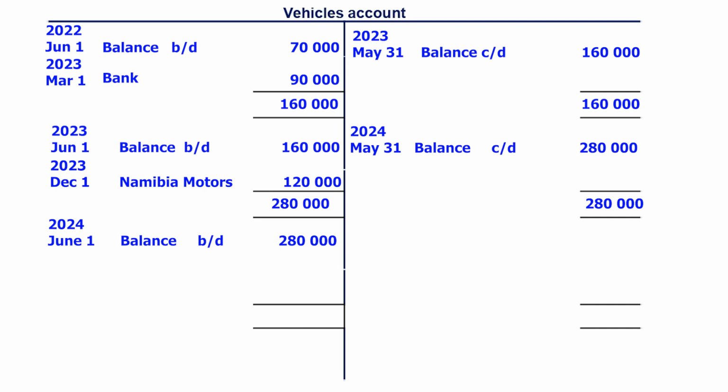Now, how will you know that your balances are correct? The first balance brought down is in 2022 June the 1st. The second balance brought down is in 2023 June the 1st. The third one is in 2024 June the 1st. So if you see 22, 23, 24, then you know you are correct. The same way also with the carry down: 2023 May 31st, 2024 May 31st.